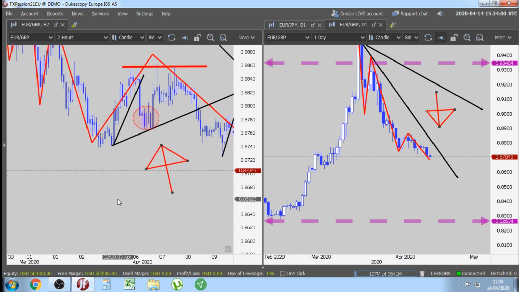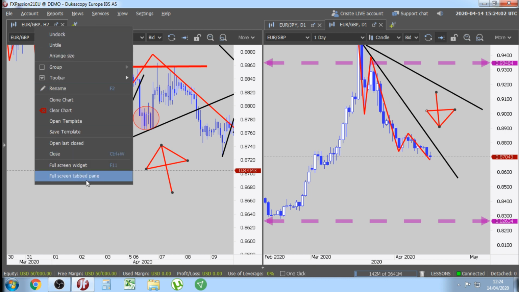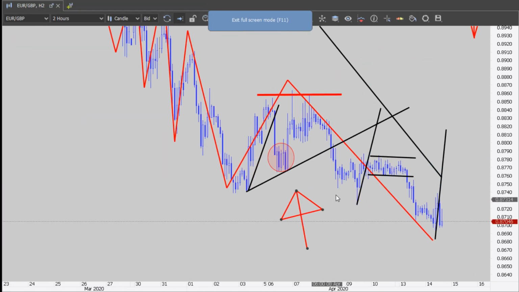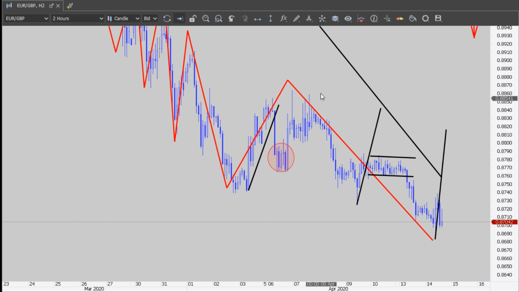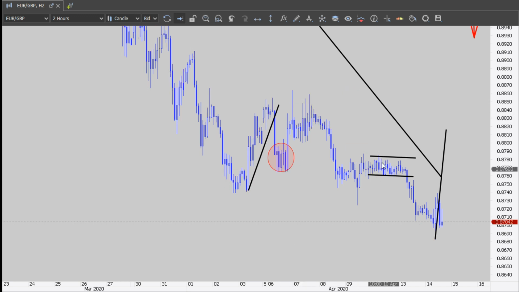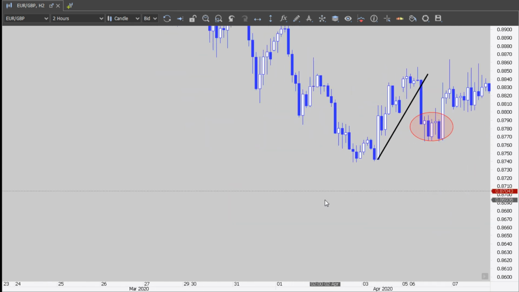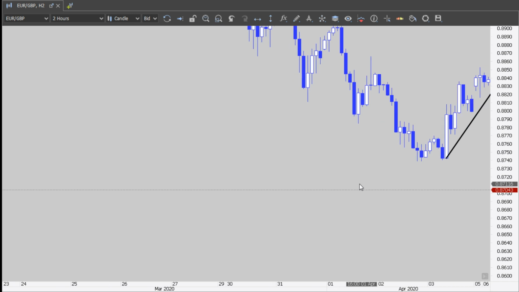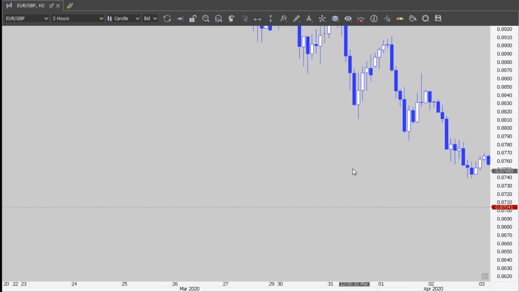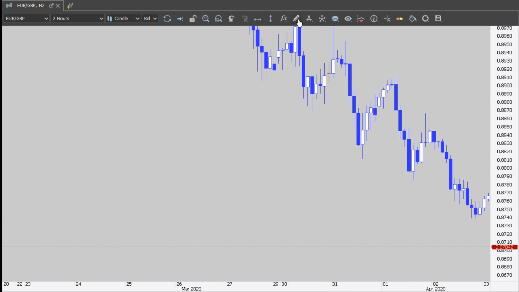Well, it's not tricky, everybody. I'm going to show you why it's not tricky. Let's delete. I'm going to show you, everybody, why it's not tricky. So this is the market, right? This was the market. And the market was making lower lows, lower highs, lower lows, lower highs, lower lows, right?